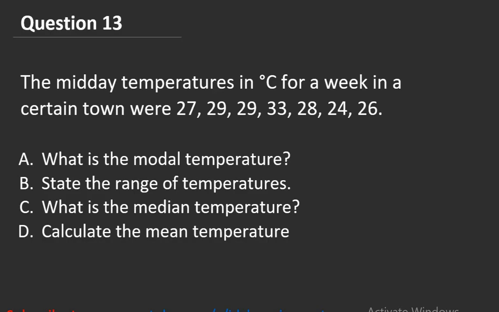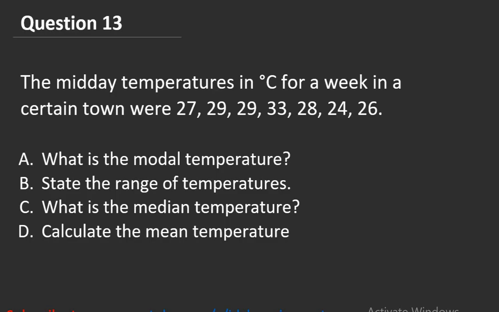Question 13 says, the midday temperatures in degrees Celsius for a week in a certain town were 27, 29, 29, 33, 28, 24, and 26. We are going to do 4 things. A, we are going to find the modal temperature. B, we are going to state the range of temperatures. C, we are going to find the median temperature. And D, we are going to calculate the mean temperature.